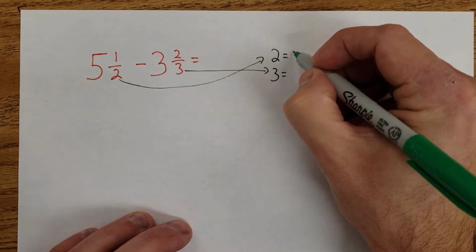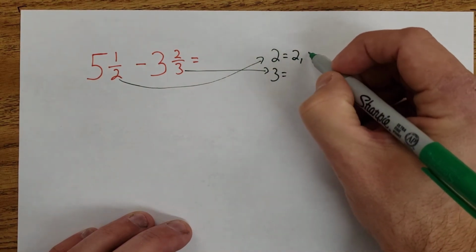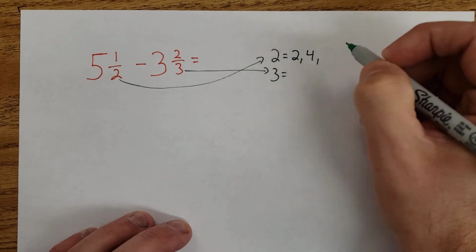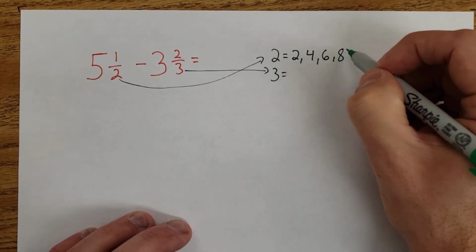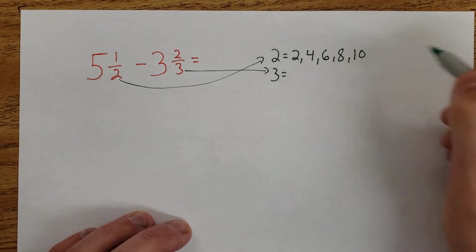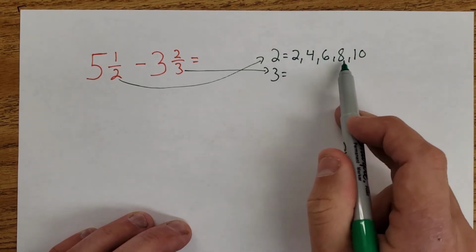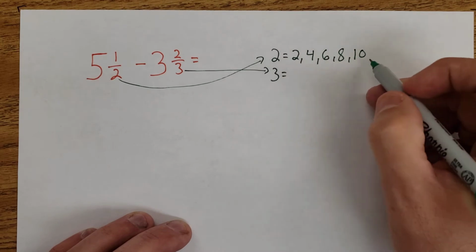2 times 1 is 2. 2 times 2 is 4. 2 times 3 is 6. 2 times 4 is 8. And 2 times 5 is 10. Or you just skip counting 2, 4, 6, 8, 10. Now, I got the times 5.